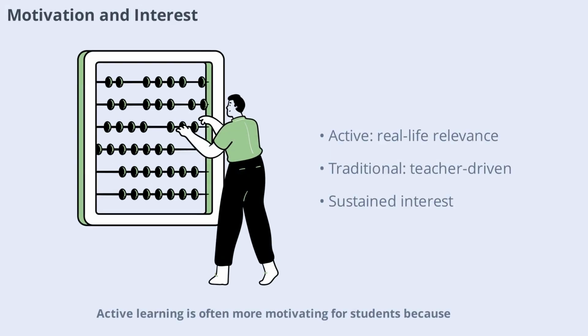Active learning is often more motivating for students because it connects lessons to their interests and real-life experiences. When students see the relevance of what they're learning, they're more likely to stay engaged and put in effort. Traditional learning can sometimes feel disconnected from students' lives, making it harder to maintain interest. However, a passionate teacher can still inspire students in any setting.